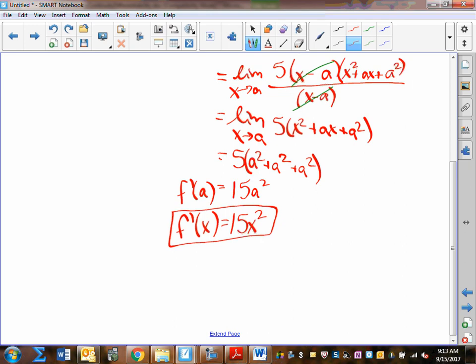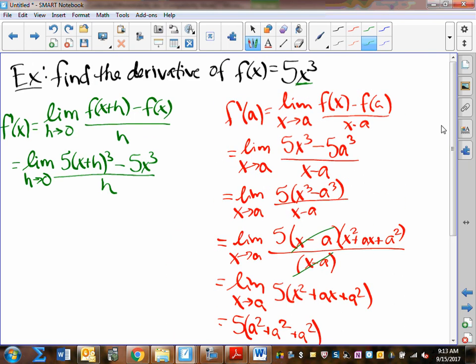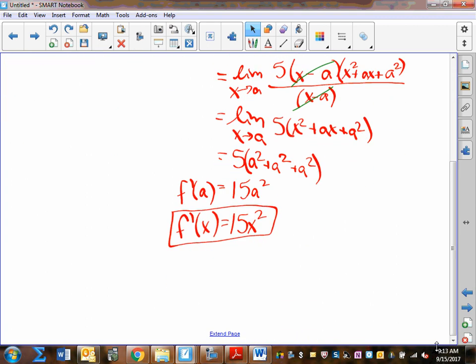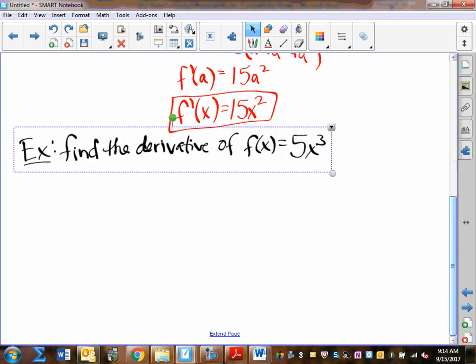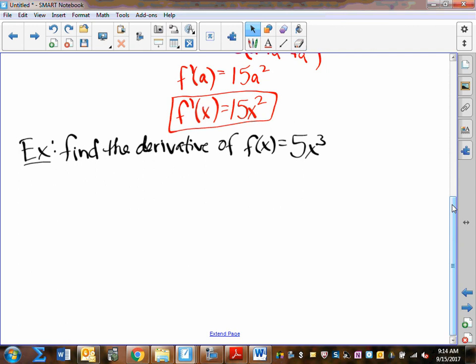Now, what if they would have asked us at a specific point? I'm going to take this up here. Copy it for me down here. Okay, so let's change this up. Maybe instead of asking just for the derivative, it said find the derivative of f of x equal to 5x cubed at x equal to, what do you get? What number you guys want?